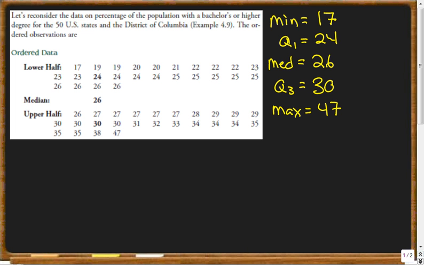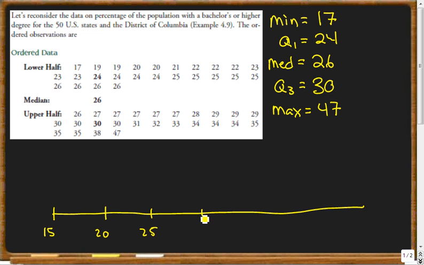This is just going to be a skeletal box plot, so we're not accounting for outliers at all. All the information that we have here is what we need. So we're going to draw this out. We're going to start with 15 since our minimum is 17. We'll go to 20, 25, 30, 35, 40, 45, and 50.